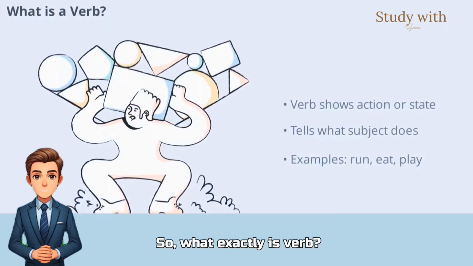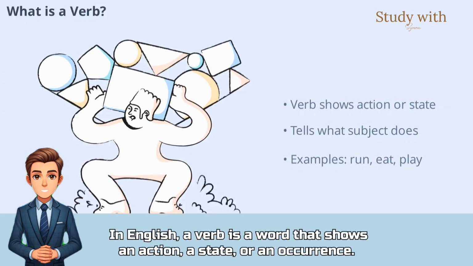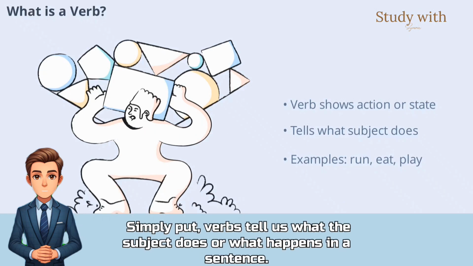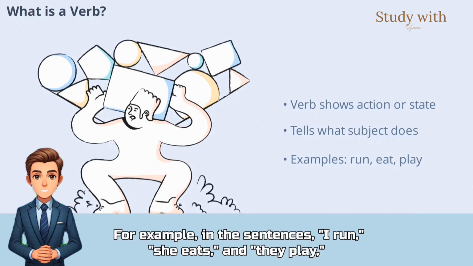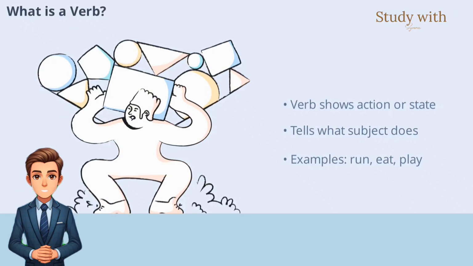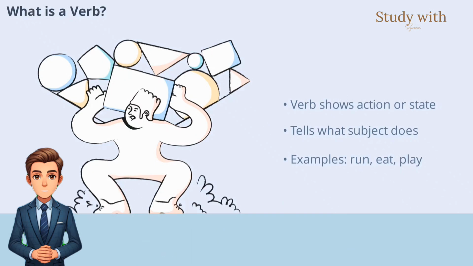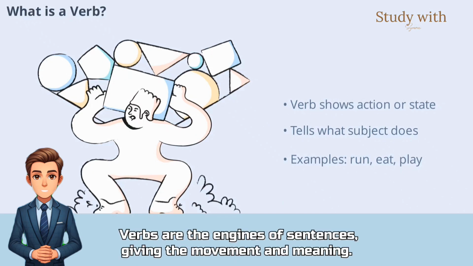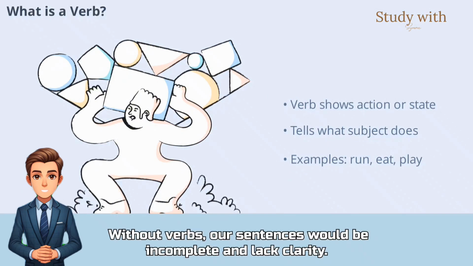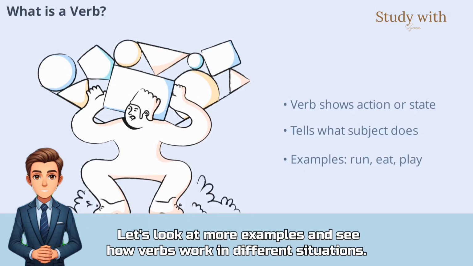So, what exactly is a verb? In English, a verb is a word that shows an action, a state, or an occurrence. Simply put, verbs tell us what the subject does or what happens in a sentence. For example, in the sentences I run, she eats, and they play, the words run, eats, and play are all verbs because they show actions. Verbs are the engines of sentences, giving them movement and meaning. Without verbs, our sentences would be incomplete and lack clarity. Let's look at more examples and see how verbs work in different situations.